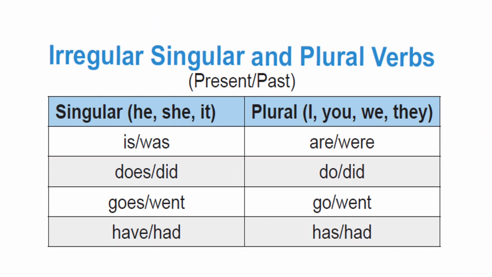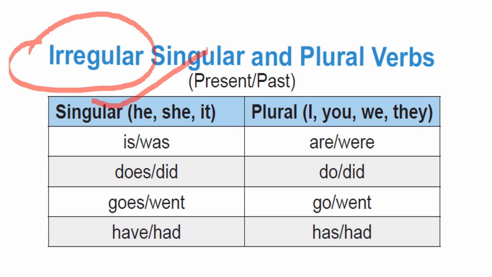Lastly, we have irregular singular and plural verbs. They're irregular because they don't really follow any formula. Here on the one side we have singular verbs, and on the other side we have plural verbs. Is and was, its plural form is are and were. Is we use for present tense, and was is used for past. Are is again used in present tense, and were is used in past tense.